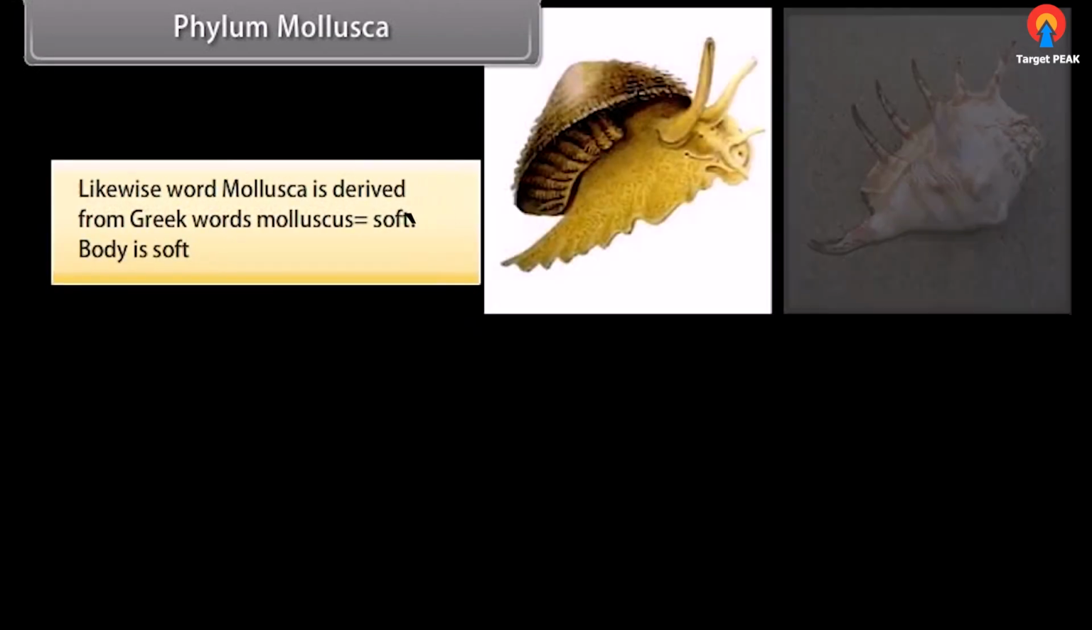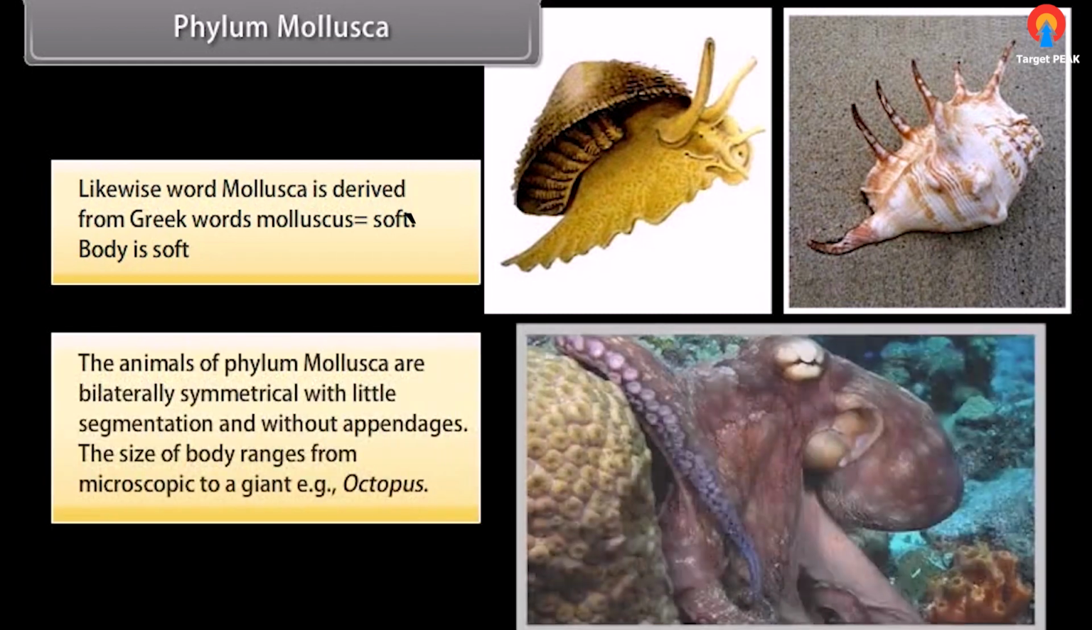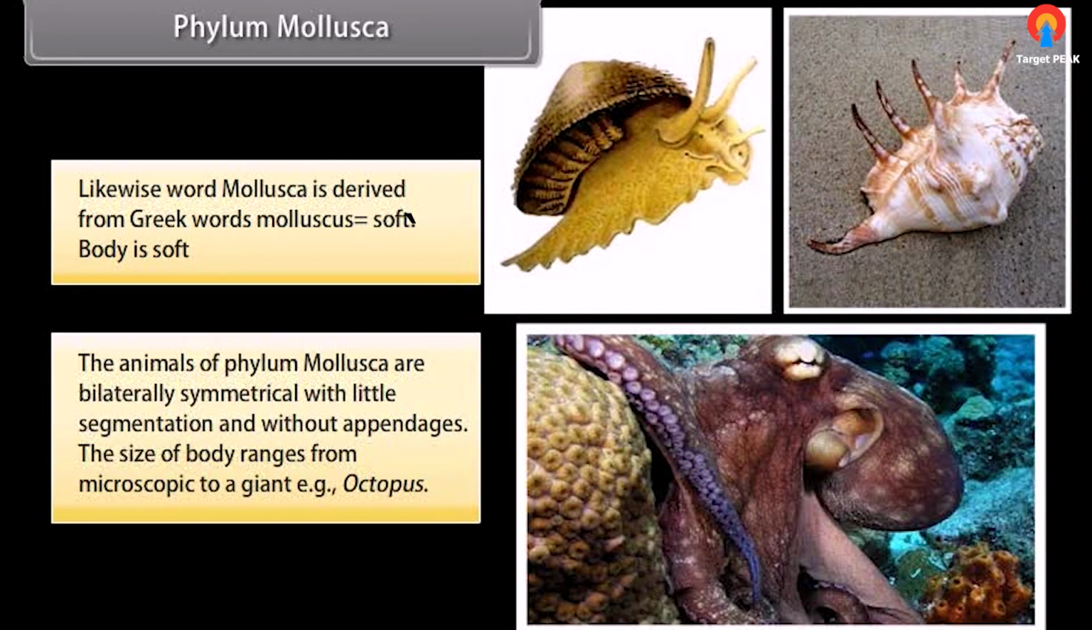Phylum Mollusca. Likewise, the word mollusca is derived from the Latin word molluscus, soft. Body is soft. The animals of phylum Mollusca are bilaterally symmetrical with little segmentation and without appendages. The size of the body ranges from microscopic to a giant, that is, the octopus.